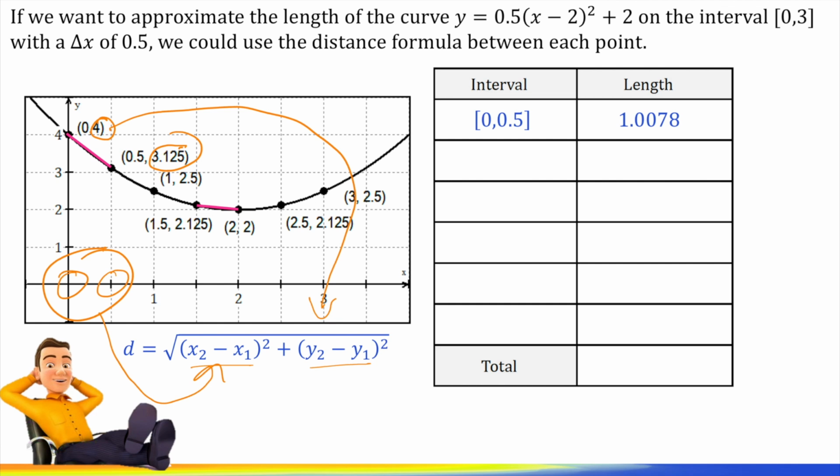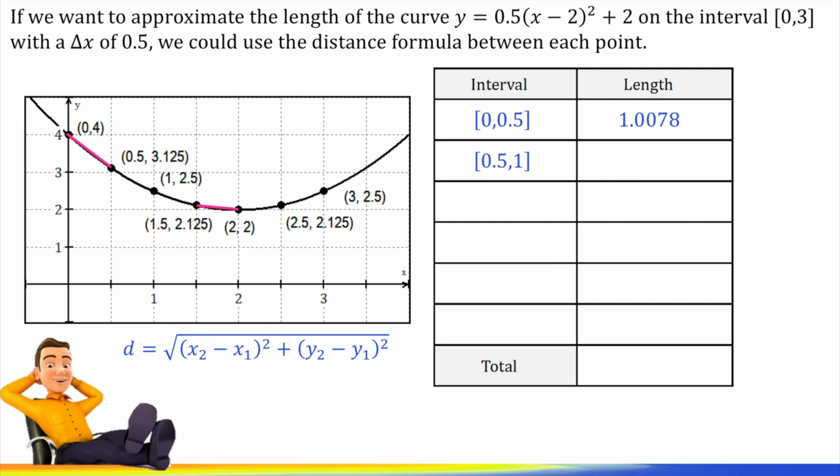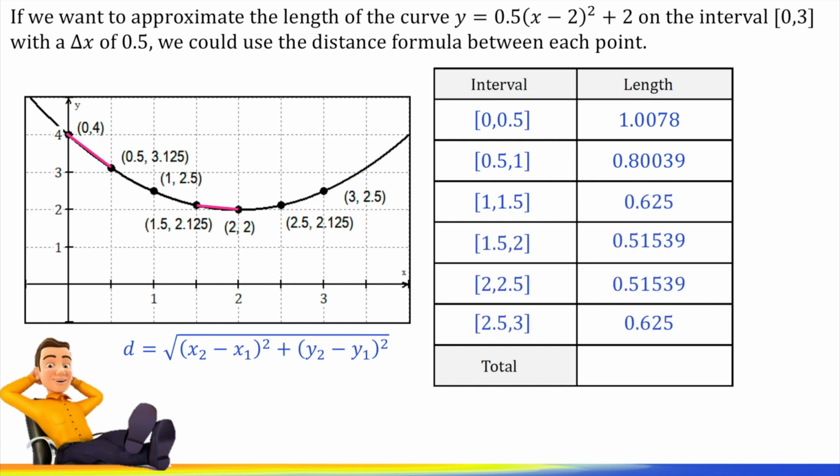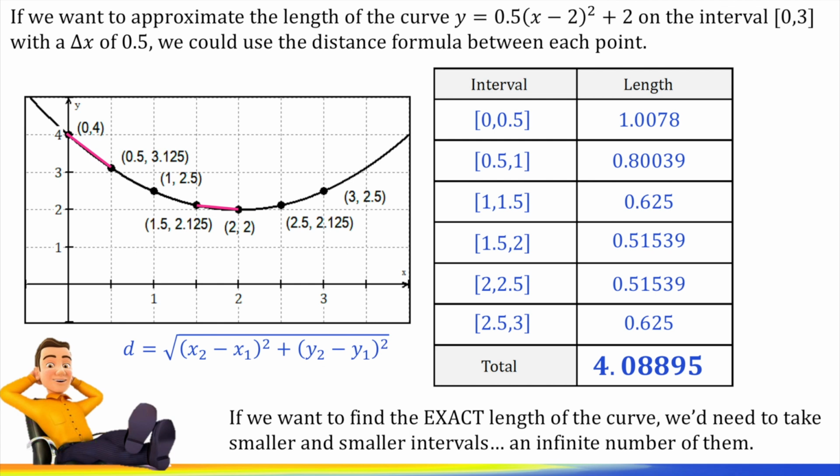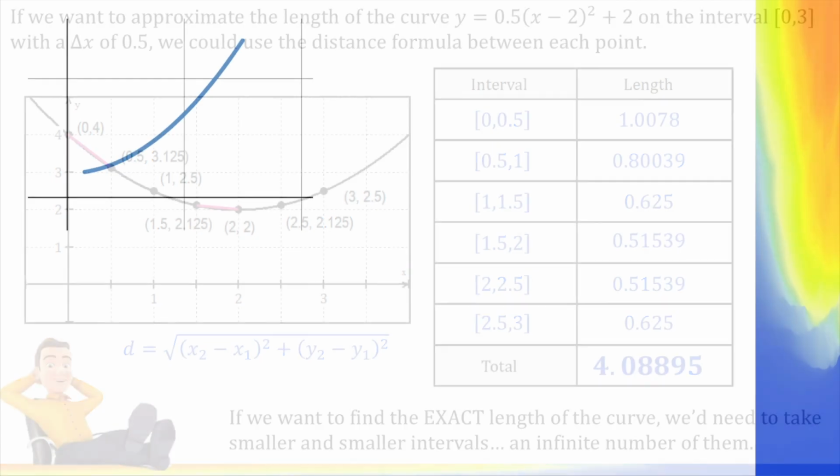And then we could do that for the next interval between 0.5 and 1, and we'd get a distance of 0.80039, and then we could do the next interval, and the next, and the next, and add them all together. But of course, that's just an approximation. If we want to find the exact length of the curve, we would need to take smaller and smaller intervals, in fact, an infinite number of them, which of course is leading us to an integral.